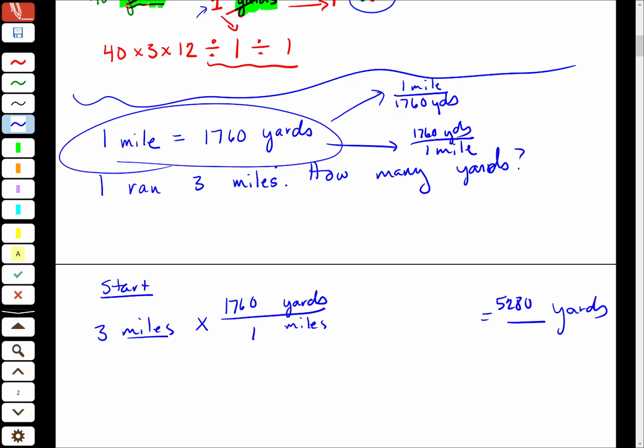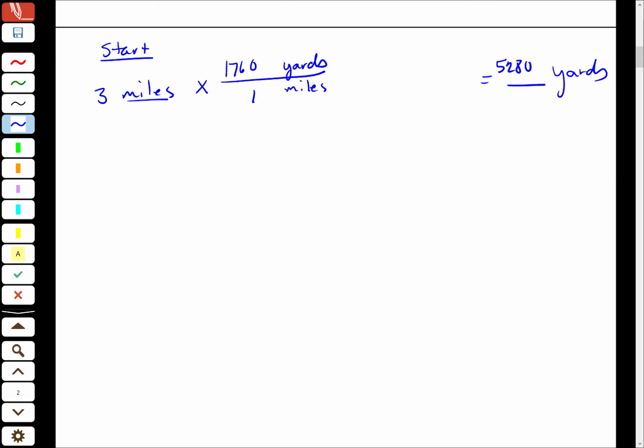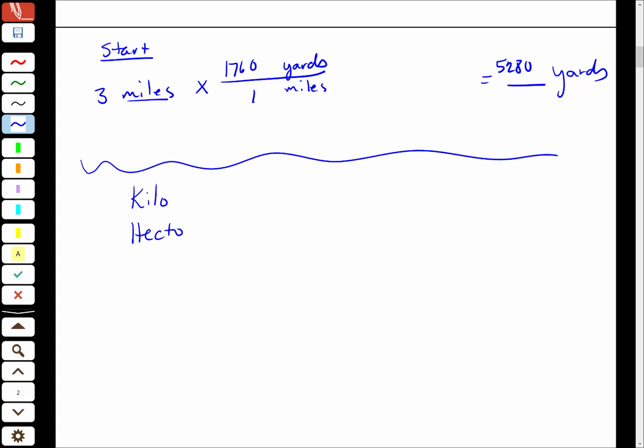Okay. Then the other thing I want to talk about is maybe an example with the metric system. The metric system is very standardized and very nice. It relies on prefixes. The first one is kilo. There's a hecto, deca. Some of these are used more. And then this is called the base measure.